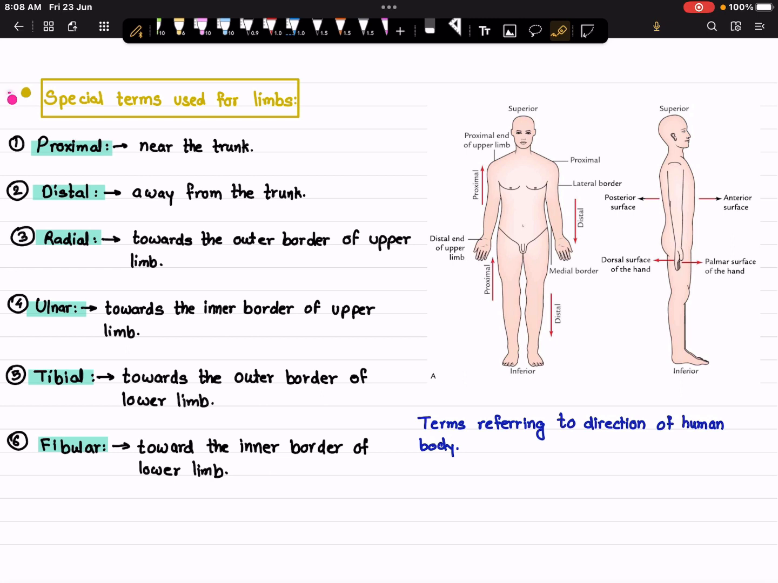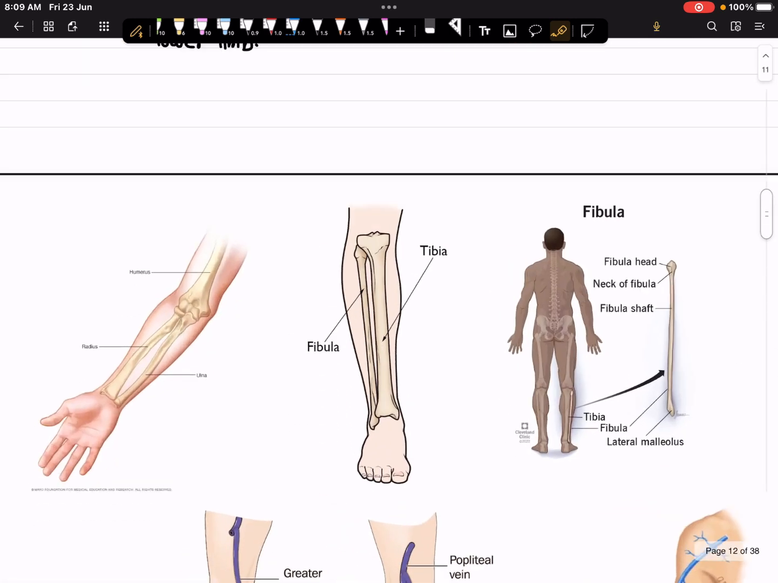Now coming to the special terms of the limbs. As we have discussed earlier, anything near the trunk is proximal, and away from the trunk is distal. So this is proximal, towards the trunk, and this is distal, away from the trunk. Now when it comes to radial, ulnar, tibial and fibular, we need to understand certain structures so that we understand these things properly. First we will read what is radial. Radial is towards the outer border of the upper limb, and ulnar is towards the inner border of the upper limb.